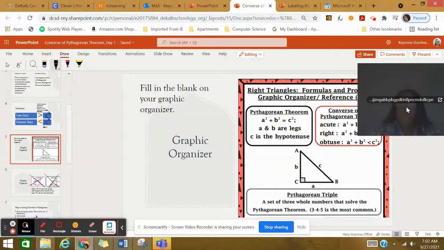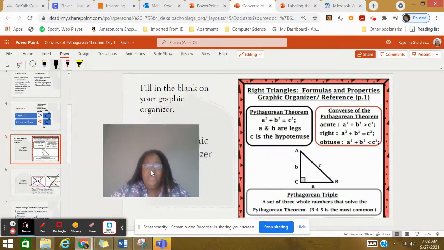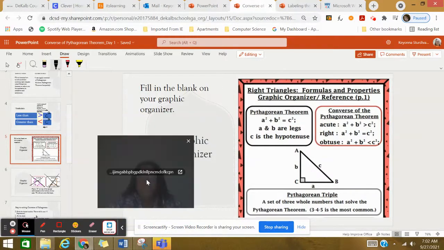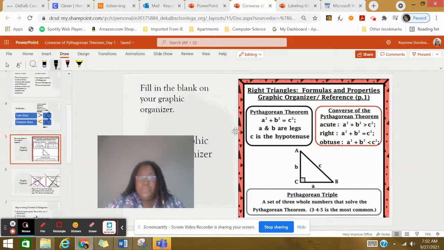All right, so you guys have a graphic organizer. All you have to do is fill in the blanks. It's pretty straightforward. You're given a paper that looks just like this, except yours is blank, and you're going to fill in each part. It says Pythagorean theorem: a squared plus b squared equals c squared, where a and b are legs and c is the hypotenuse. This is what's new today, the converse of the Pythagorean theorem.